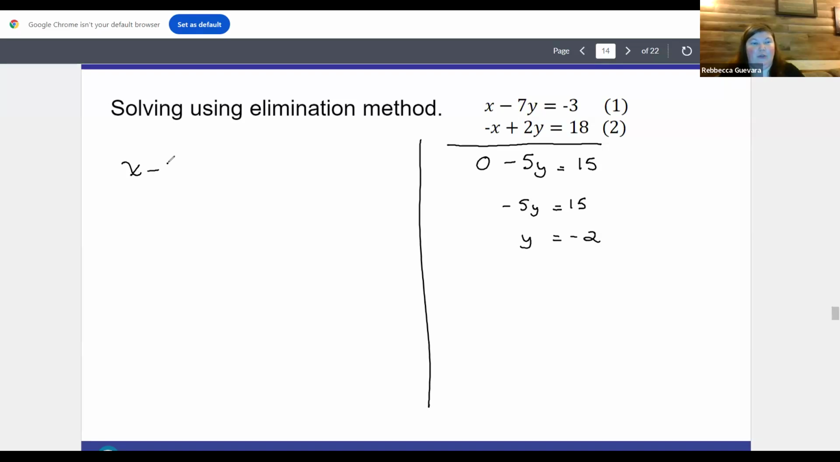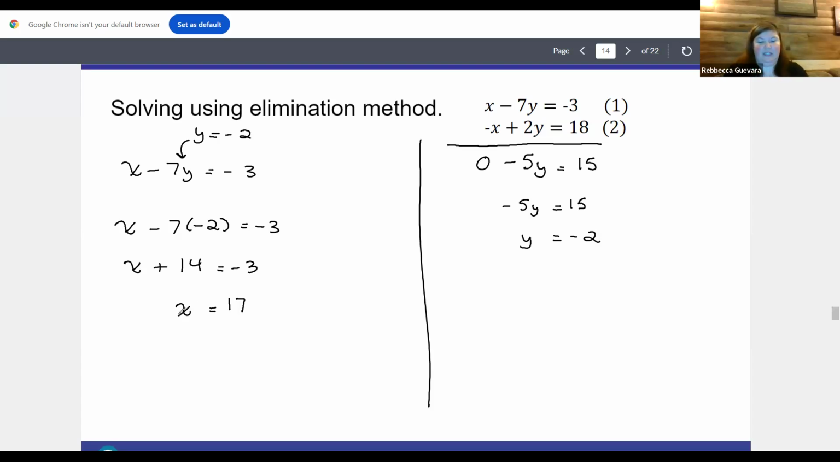So just pick one of those equations. I've just been picking the top out of laziness. And then we said that y was supposed to be negative 2, so we're just going to substitute it in. All right, and then we're just going to solve for x. And we're getting x is equal to 17. Except I made a mistake. Just a second, let me go back. This was a silly mistake to make. So let's just fix it here.